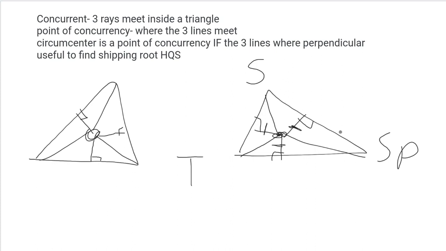Obviously, Seattle to Spokane could take the shortcut, and Seattle to Tacoma can make a shortcut. But if everyone met in the middle, this is the shortest distance for everyone.